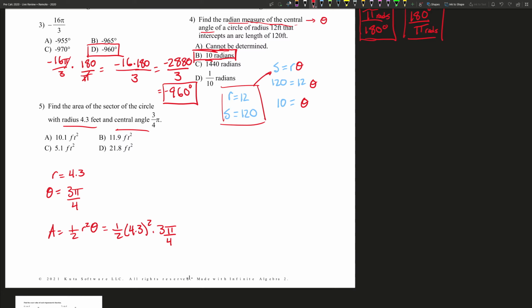Okay, so 0.5 times 4.3 squared times 3 pi divided by 4. So we get 21.8. That's our answer.